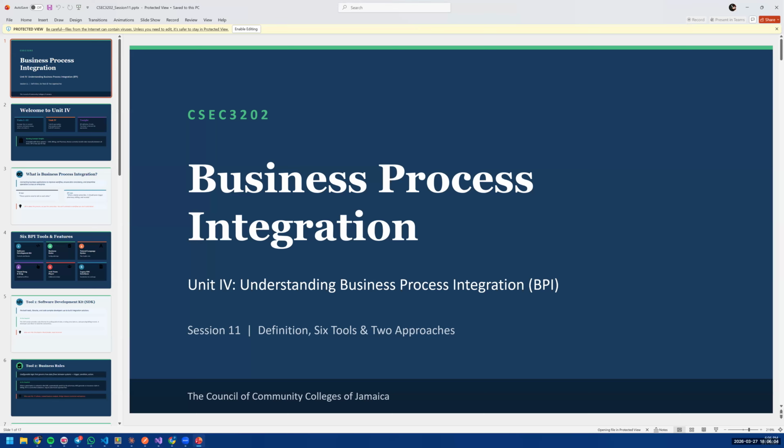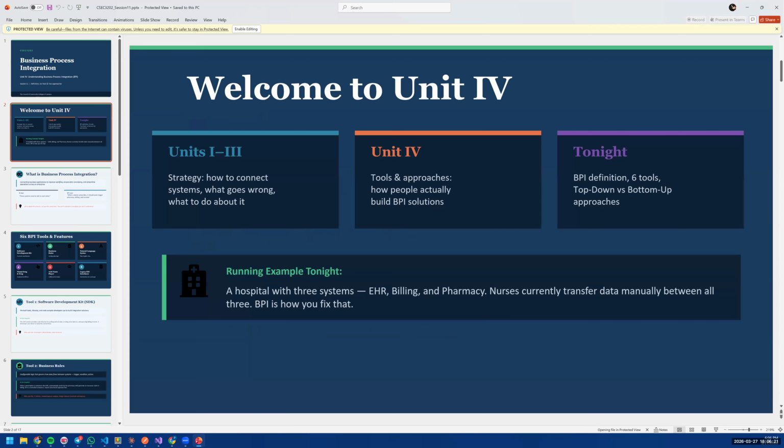Tonight, what we're going to be looking at in Unit 4 is similar to systems integration, but a little bit more specific. We're going to be looking at business process integration, or BPI for short. Which, as I said, is a subset, a much smaller, more honed in, precise topic than the general systems integration.